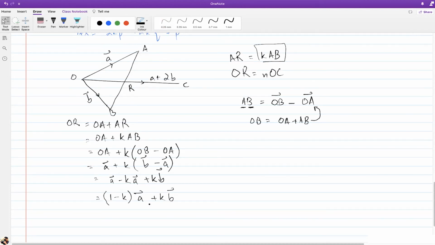Then they're saying find OR in terms of N. We have to involve N somehow. So what is OC? We already know what OC is. OR is N times OC. And what is OC? It is A plus 2B. So you just plug that in there. And there you go. You found it. NA plus 2NB. And that's it. बहुत ज़्यादा science नहीं है इसमें.